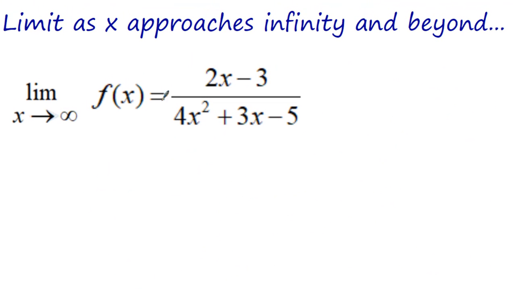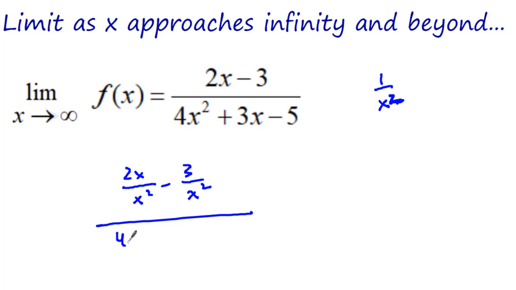Now, what's the last question? The last question is what happens when the denominator has a larger exponent? See how the denominator says x squared? Okay, so now let's divide everything by x squared. So let's take a look at the numerator. We have 2x over x squared minus 3 over x squared. The denominator, we have 4x squared over x squared plus 3x over x squared minus 5 over x squared.